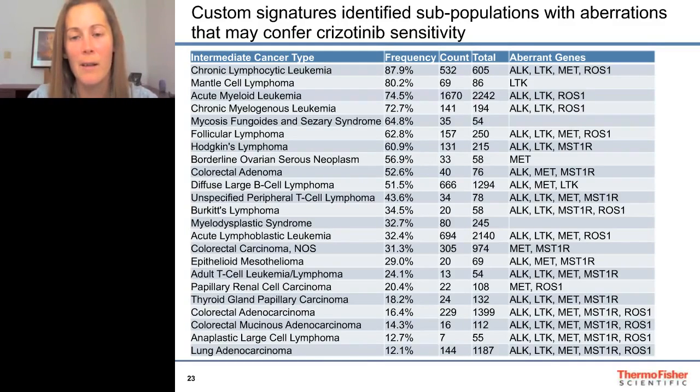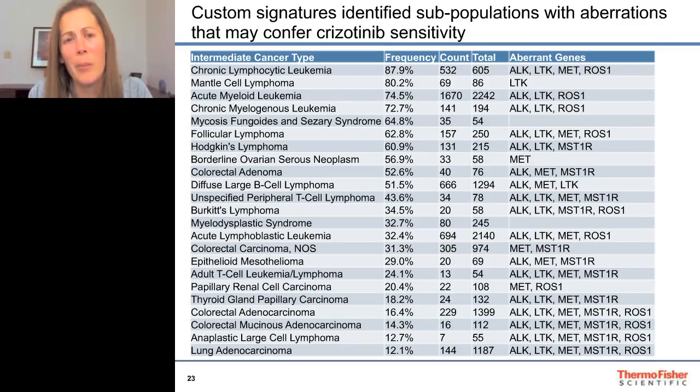And then in the final column of this table, what I'm showing are genes that are aberrant within these cancer subtypes. And I've listed a number of crizotinib target genes, including ALK, LTK, MET, ROS1, and MST1R. And what I hope you can appreciate is that the vast majority of these cancer subtypes that fall within this upper left-hand quadrant do have at least one crizotinib target gene as being aberrant, and in most cases multiple crizotinib target genes are aberrant.